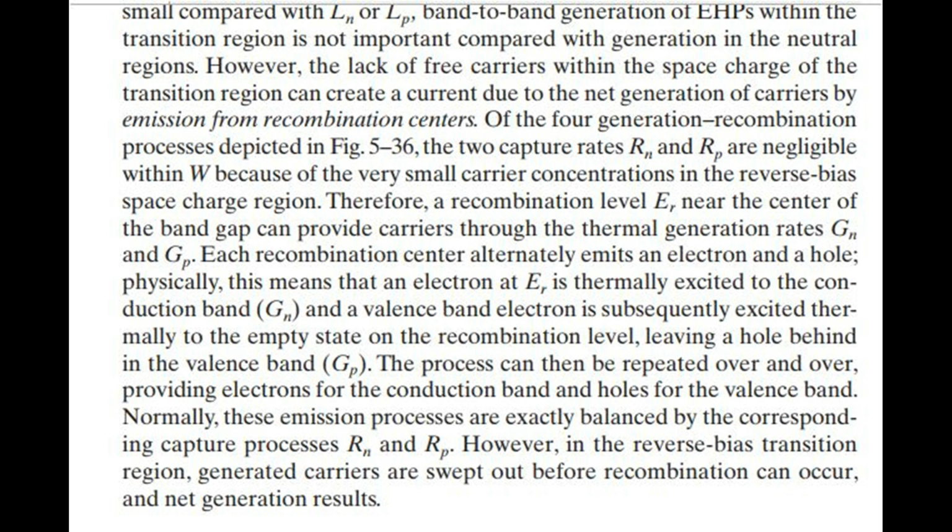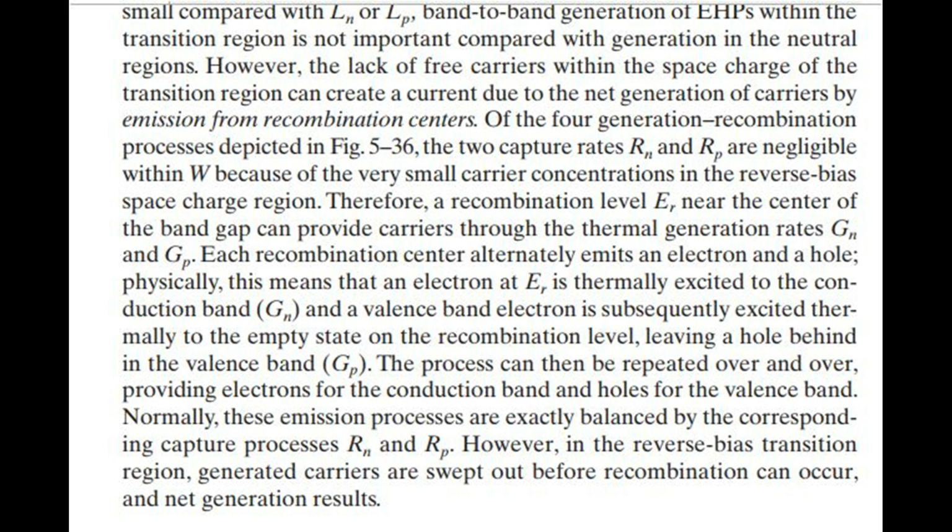Gp. The process can then be repeated over and over, providing electrons for the conduction band and holes for the valence band. Normally, these emission processes are exactly balanced by the corresponding capture processes Rn and Rp. However, in the reverse bias transition region, generated carriers are swept out before recombination can occur, and net generation results.